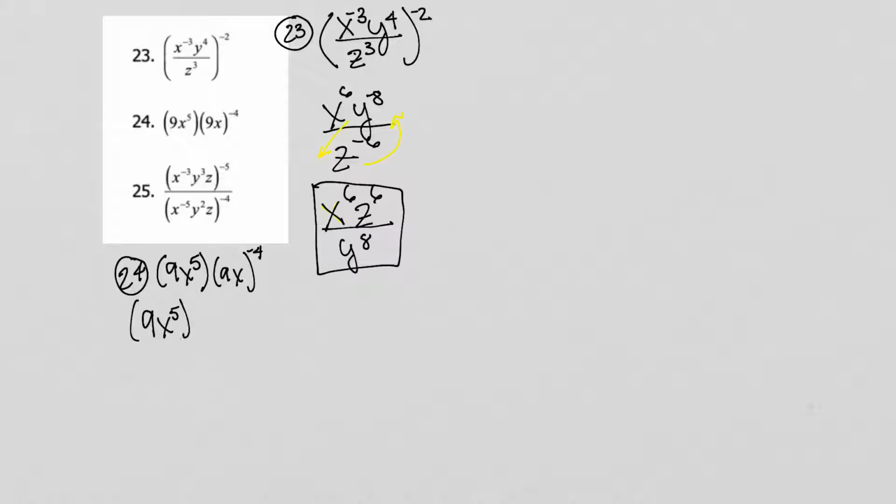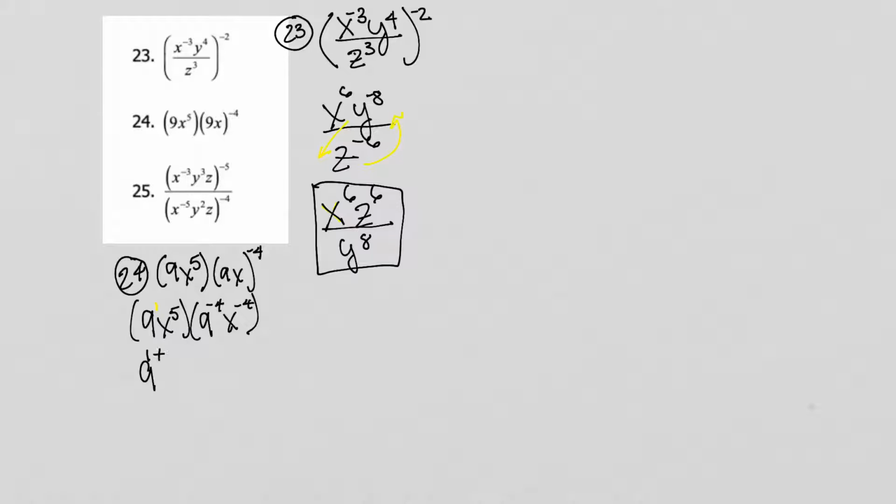9x to the 5th times 9 to the negative 4, x to the negative 4. And now I've got a multiplication. Right, this is all multiplication. So I can just add the exponents. Right, this is a 1 here, so I'm going to write that as a 1 just so I know it. And here's what I'm going to have. 2 powers with the same base, 9, so I'm going to add the exponents. 1 plus negative 4.